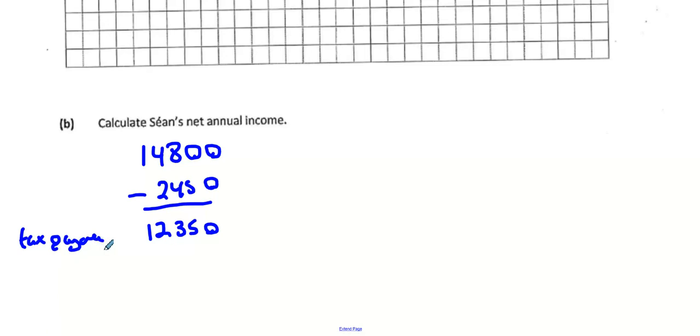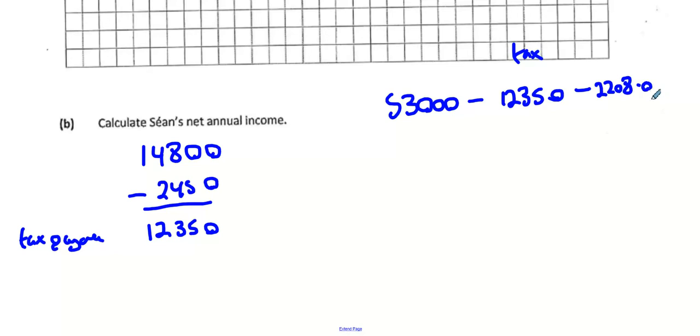Next thing, guys. Right? Ready? Here's what we're going to go for. Lads, we had 53,000. And unfortunately, we lost 12,350 of it to tax. What's our USC? 2208.0. Remember, that's USC. That's a charge, not a tax. And what else did we lose? PRSI.